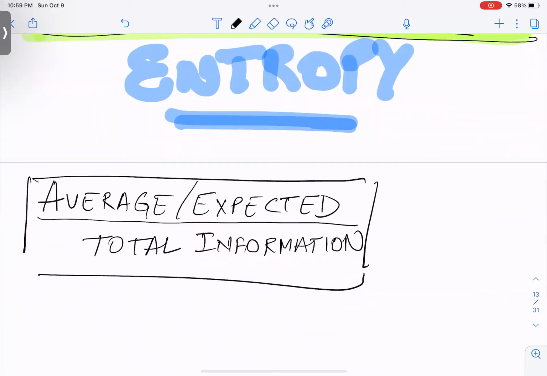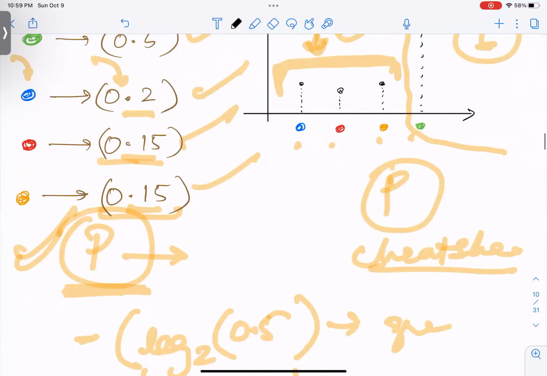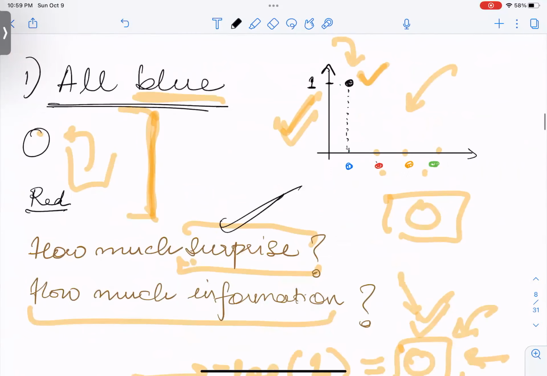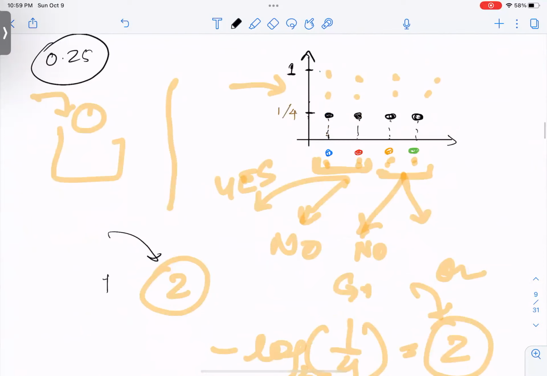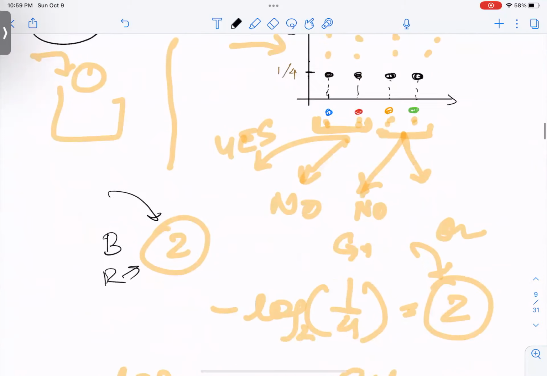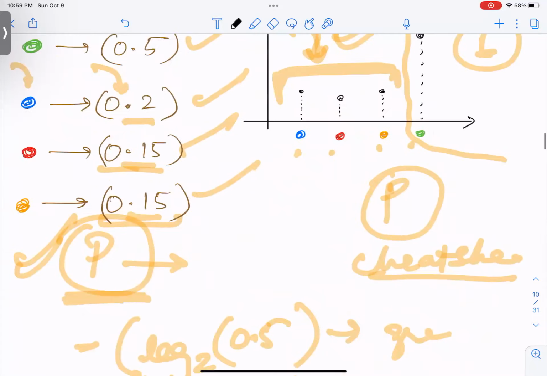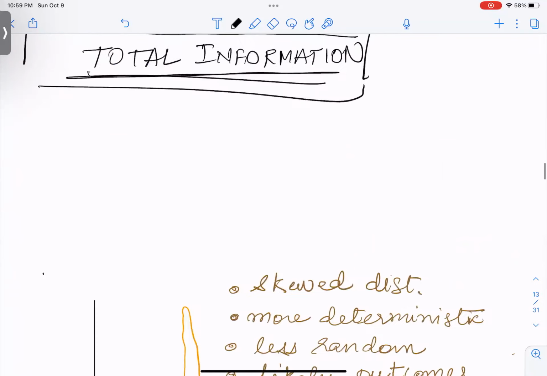Entropy is the average or expected total information that we are having. Why total? Because as we saw in here, in this case, how many questions are we going to ask? 0 in this case. How many questions are we going to ask? 2 in this case for every event. For blue also we are going to ask 2 questions. For red also we are going to ask 2 questions. For green also 2 questions. And for orange also 2 questions. So total number of questions for blue is 2, for red 2. That is why I'm saying the total information, but on an average, because we are taking an average for all the possible events.